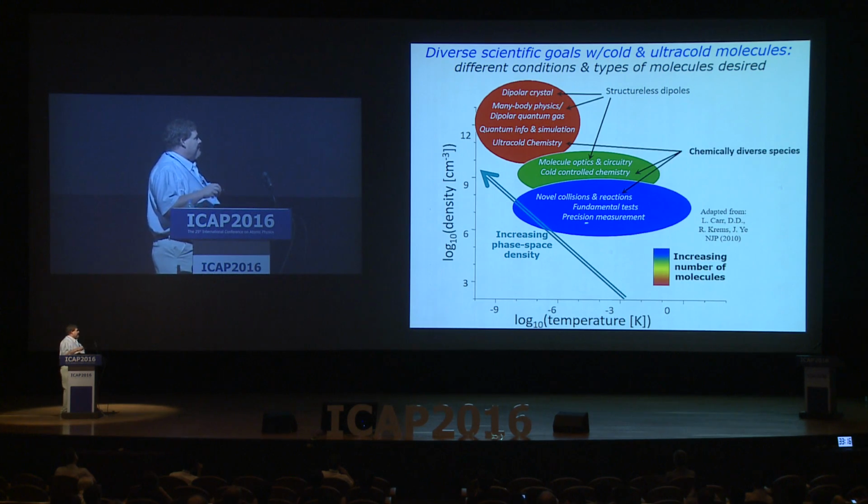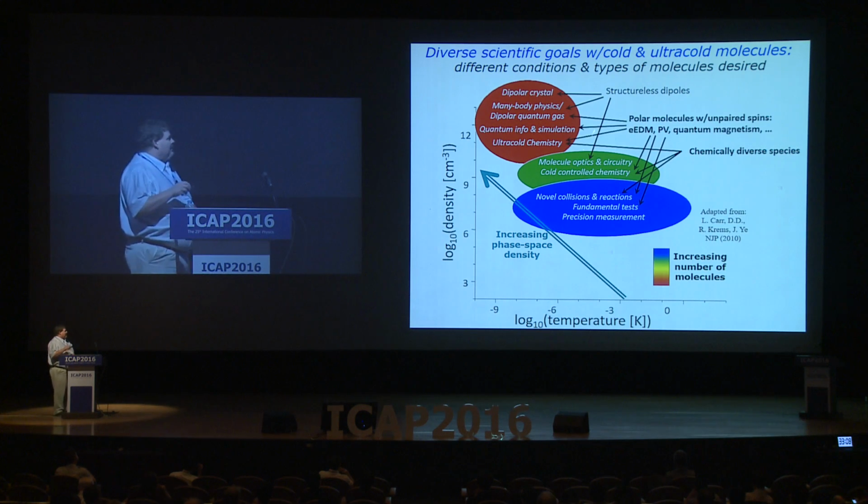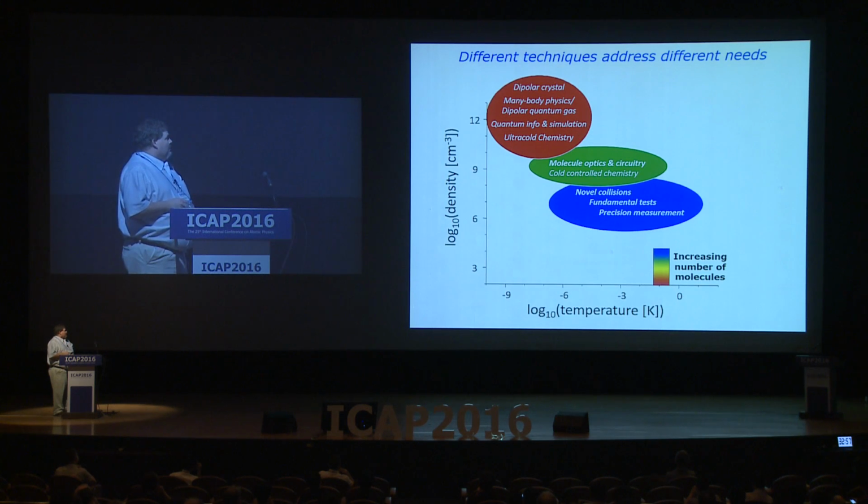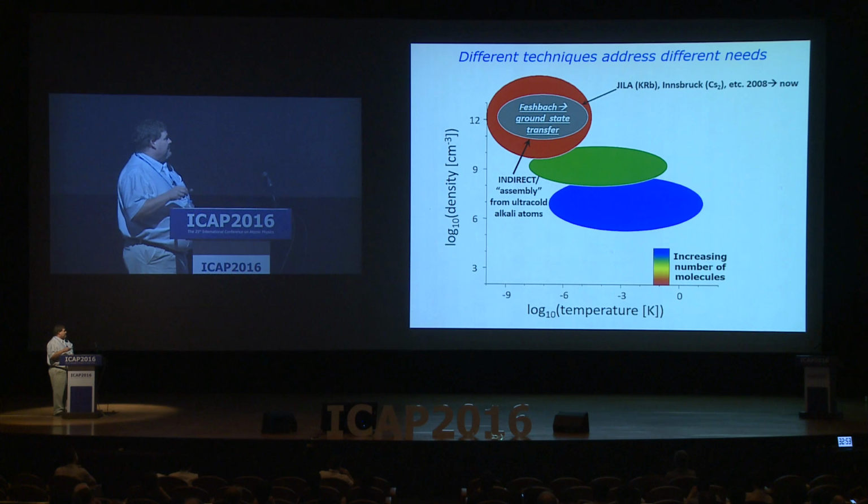But for many of these applications, you need different sorts of molecules. For example, to study ultra-cold chemistry, you need lots of different kinds of molecules. And for many applications, you would like molecules with an unpaired electron spin, things like looking for the electron electric dipole moment or simulating quantum magnetism.